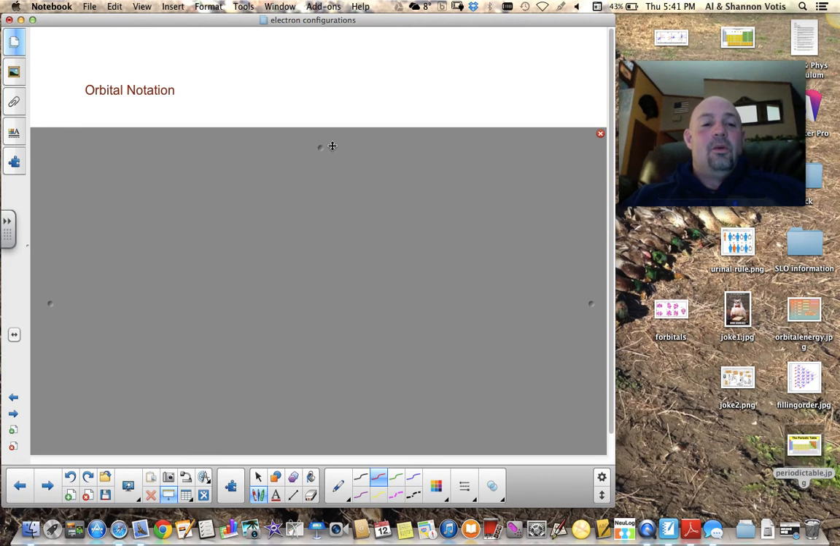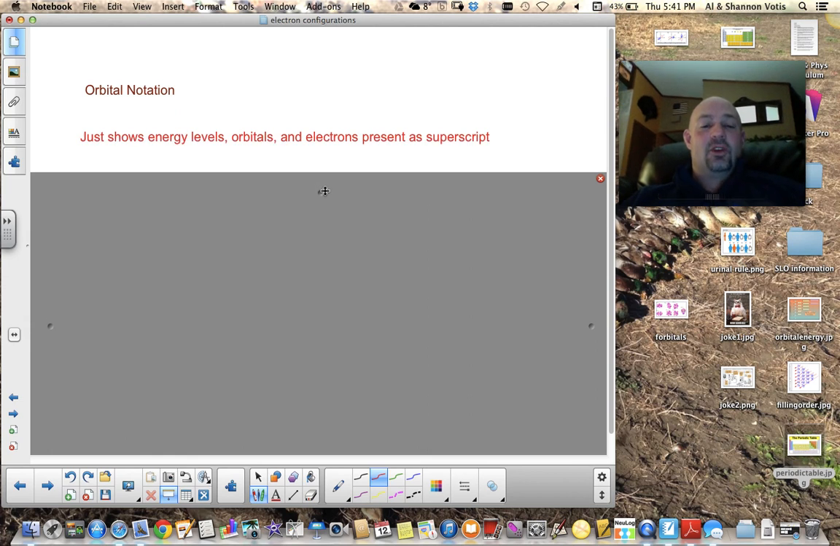Now, that's what we call, again, electron configuration notation. We have another way we represent electron configurations, and that's what we call orbital notation. Orbital notation is a little easier. It's a little shorter. You don't have to draw all the lines that are involved. Instead, in this case, we're just showing which energy level, which is the number, the orbital letter s, p, d, f, and how many electrons are in that orbital, as a superscript.